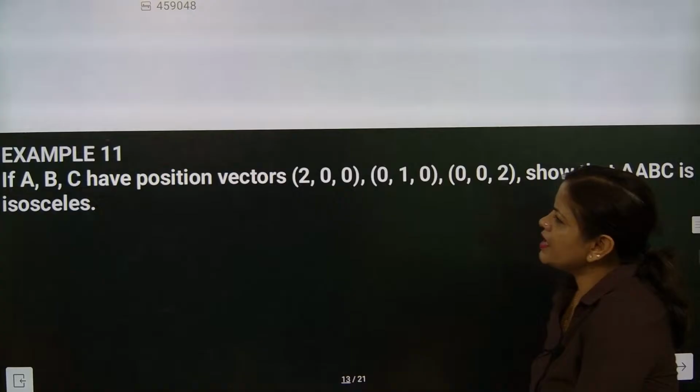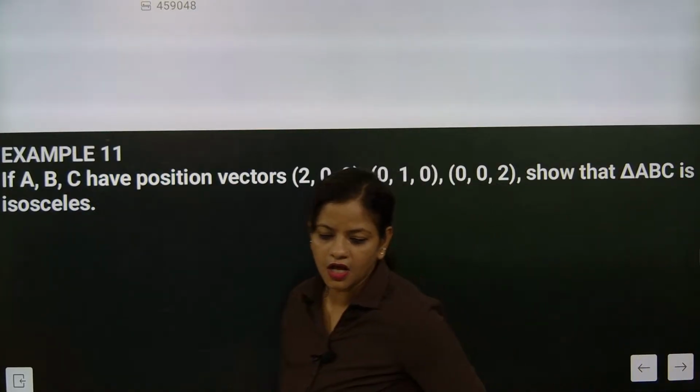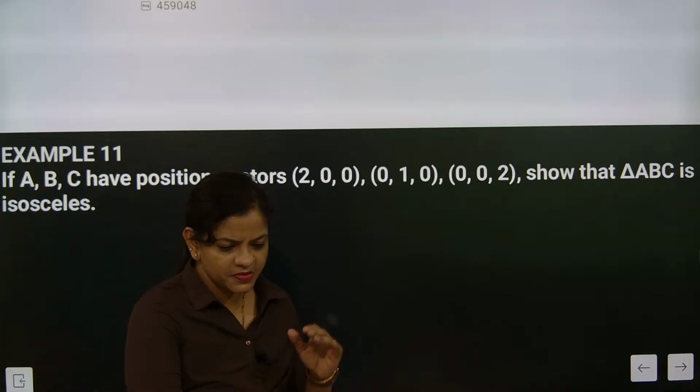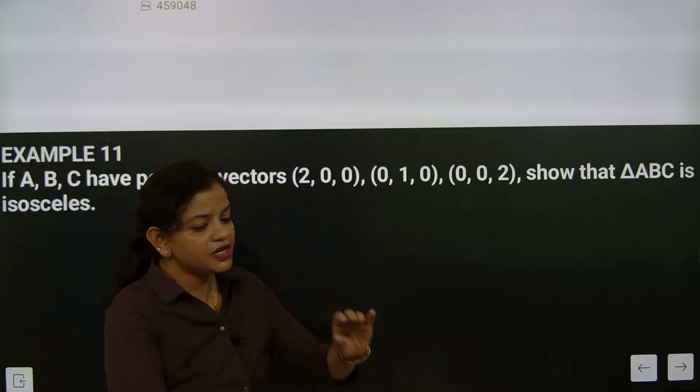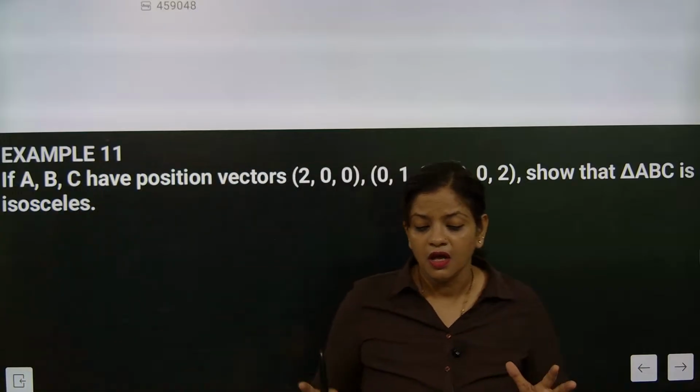I am going to ABC, which have position vectors. Show that ABC is an isosceles triangle. Position given. Yes, Kishore, absolutely correct, beta. This is what I am expecting from all of you. Immediately you respond, because with vectors, how many questions are possible, now we can do.